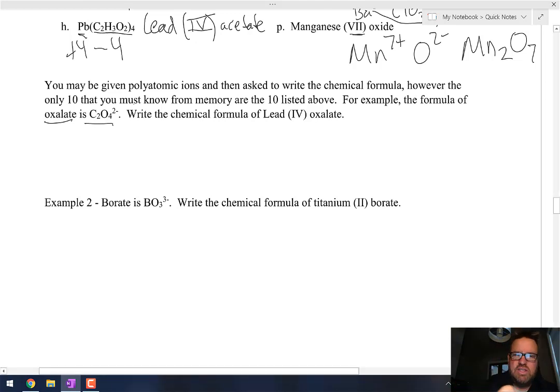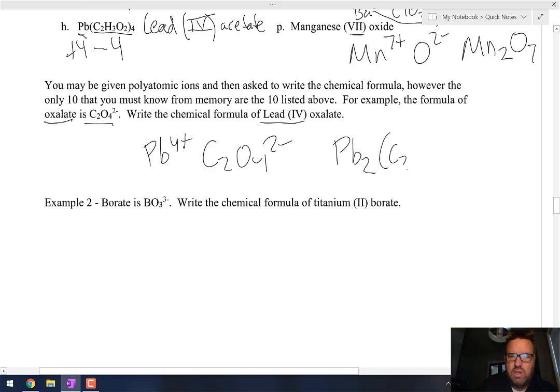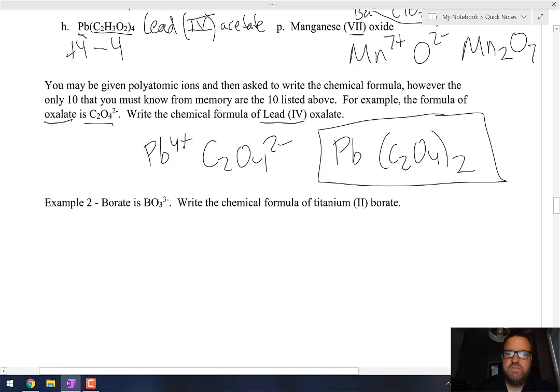So in this case, if I say oxalate is C2O4 minus, which it is, and then I say write the chemical formula of lead 4 oxalate, you're going to go, okay, just what I've done before. Lead 4 means it's Pb4 plus, and oxalate, he told me, was C2O4 minus. I'm going to switch those two, so it's going to be Pb2(C2O4)4, but then I go, oh, I can reduce those, and so I'm going to divide both of those by 2, which means that becomes a 2, and that is the correct response.